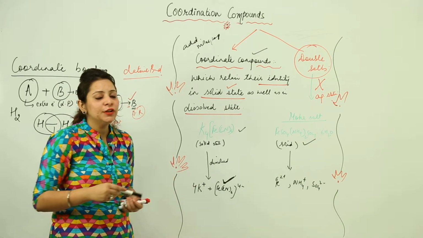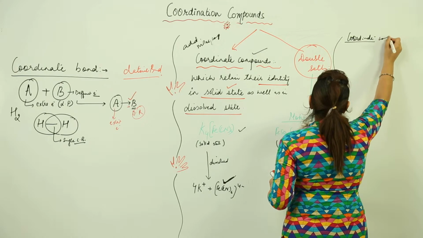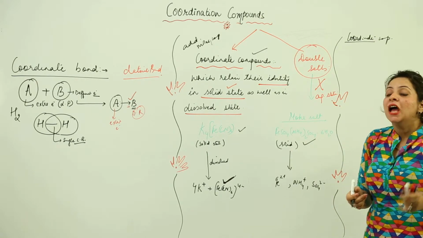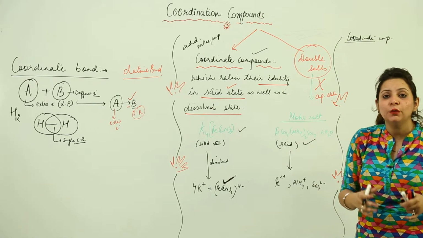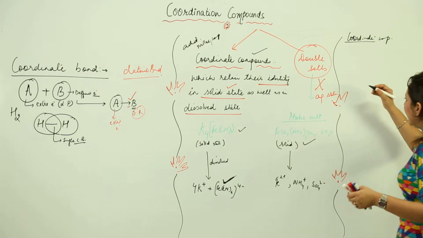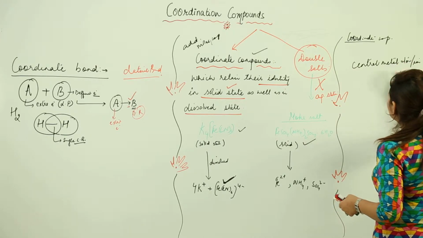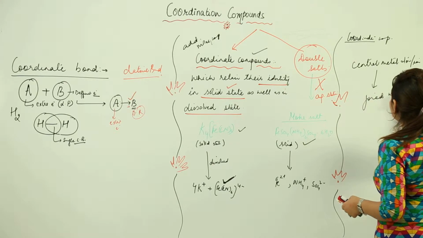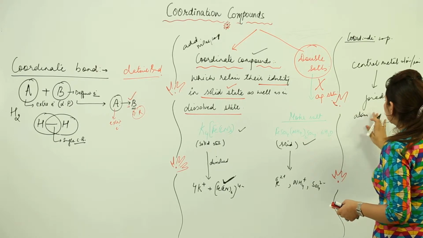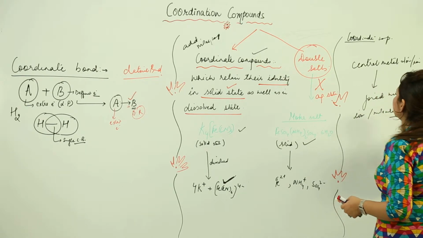So starting with the coordinate compounds, we can say that they are addition molecular compounds which can retain their identity in the solid state as well as in the aqueous state, right? And the second thing we would like to know is what is actually there in the coordination compound. In this there is a central metal atom or ion, and it is joined with many atoms, ions or molecules. So this is a coordinate compound.